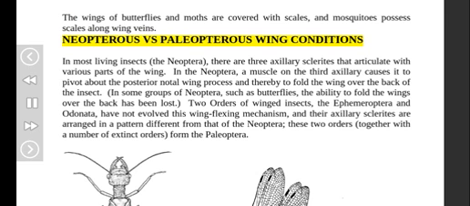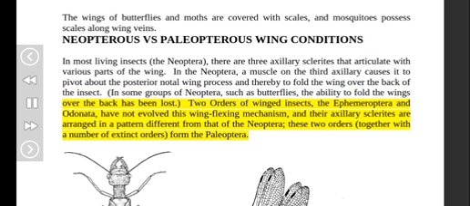Neopterous versus Paleopterous wing conditions. In most living insects, the Neoptera, there are 3 axillary sclerites that articulate with various parts of the wing. In the Neoptera, a muscle on the 3rd axillary causes it to pivot about the posterior notal wing process and thereby to fold the wing over the back of the insect. In some groups of Neoptera, such as butterflies, the ability to fold the wings over the back has been lost.